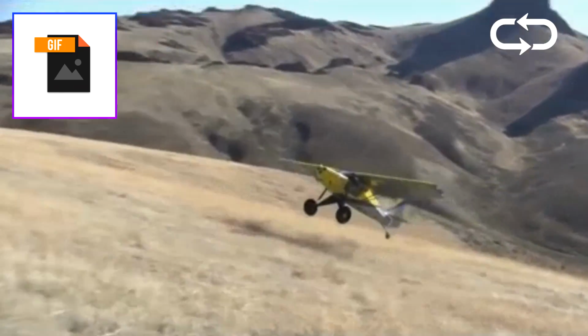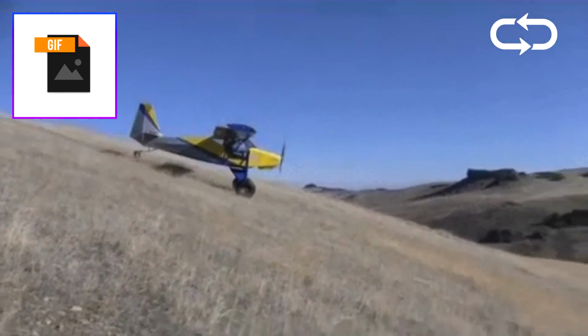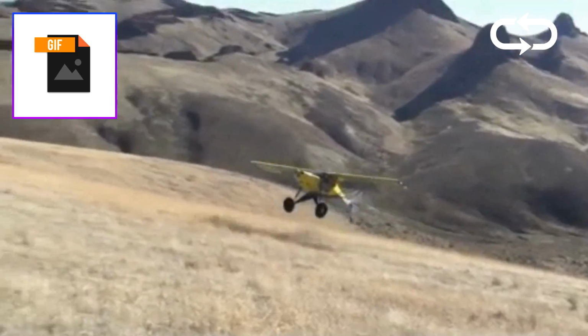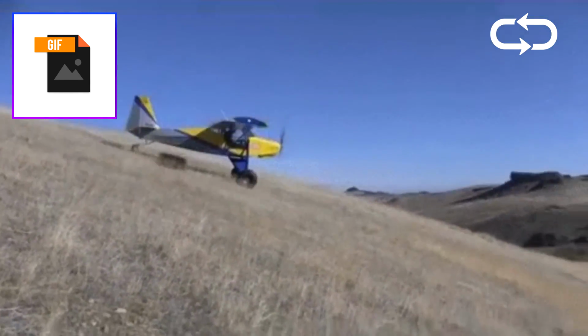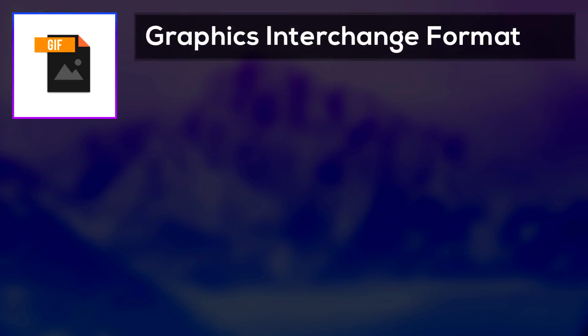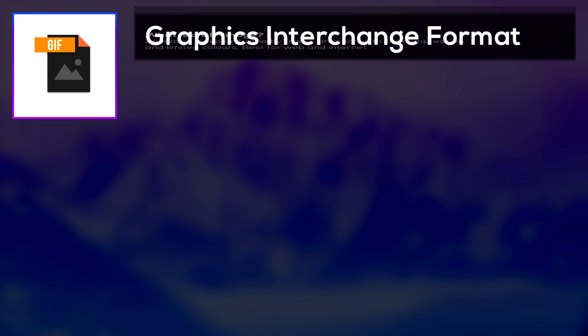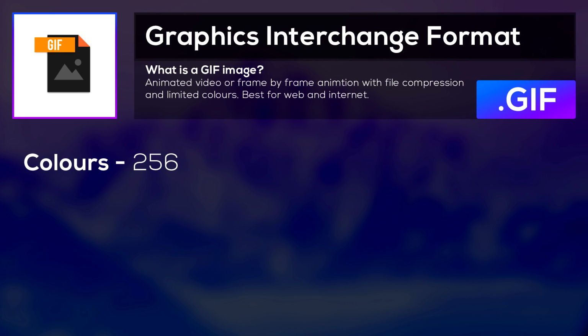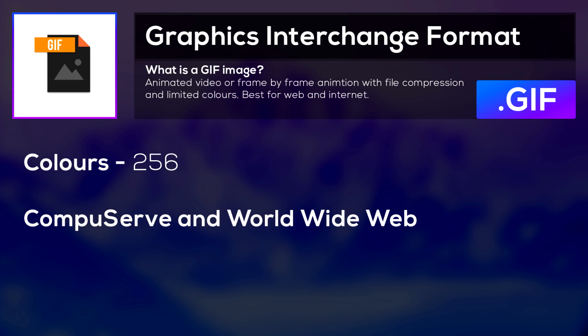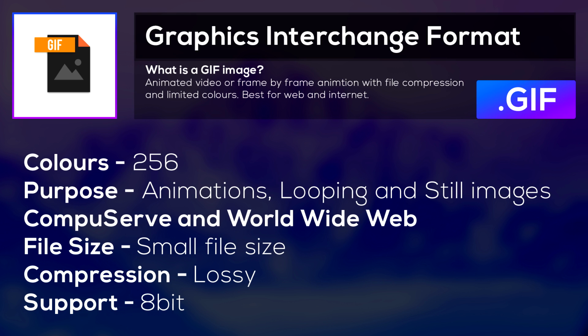You know those GIF animations that you keep seeing, or those memes that are just playing on repeat? Well, they're GIF images, and GIF is short for Graphics Interchange Format. It is only limited to 256 colors, but it's mostly recognized by CompuServe and the World Wide Web. You would see this quite often on websites like Twitter and Facebook and pretty much any other website that is on the World Wide Web.